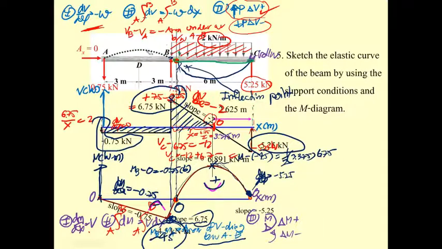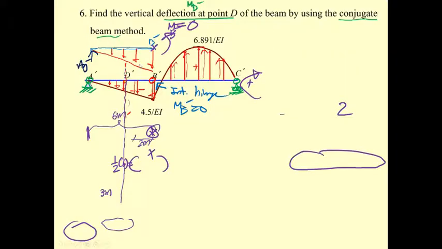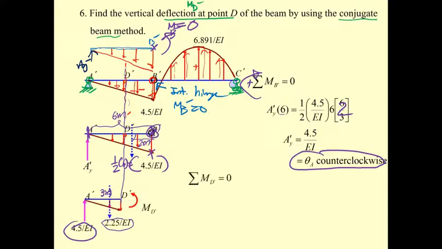Okay, this is going to be the theta sub A that we just guessed, and now we are going to determine this for delta sub D. If you understand that, just taking the moment at D, then this one is going to rotate. This is going to be positive.